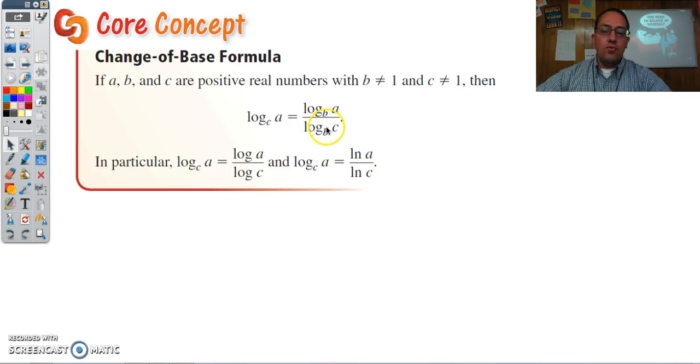And the reason this is useful is we can change this into log base 10, which is common log of A over common log of C, common log of the argument over common log of the base, or natural log of the argument over natural log of the base. And we can use this because most scientific calculators will solve common log and natural log. Won't solve base 5, but they will solve base 10. And so we can use this to change some base that we can't solve into a base that we can.